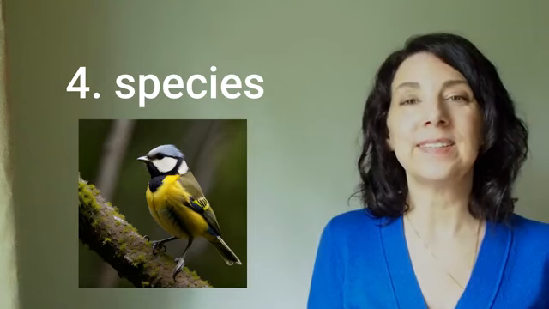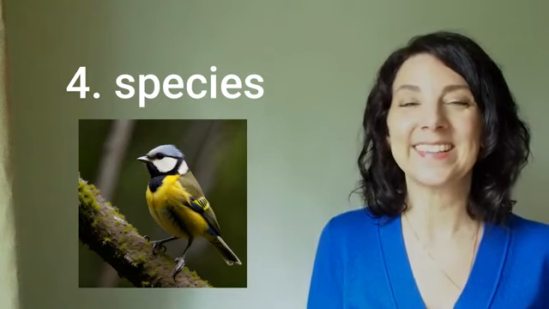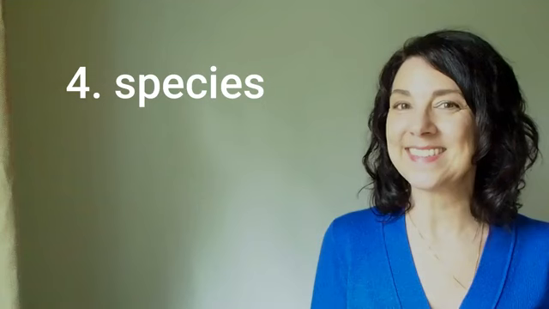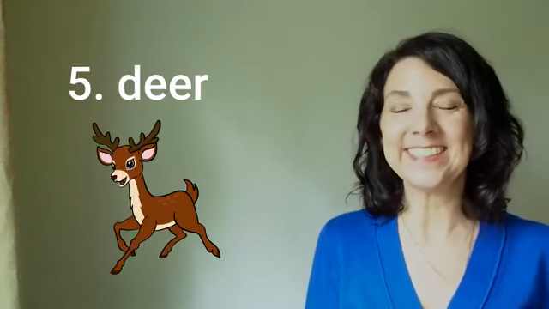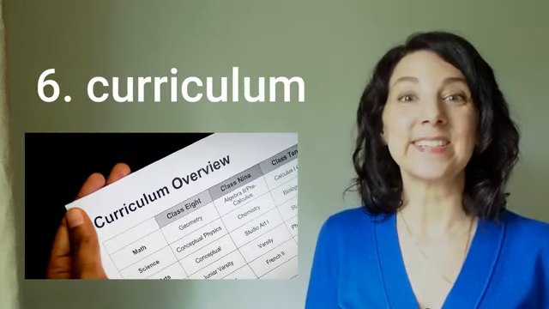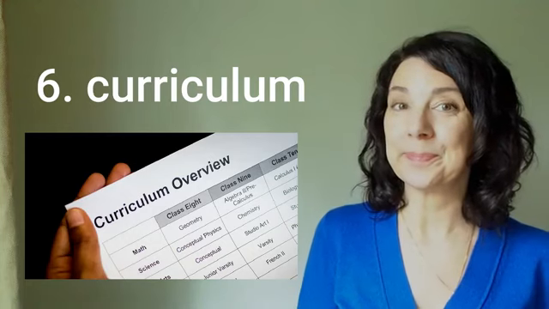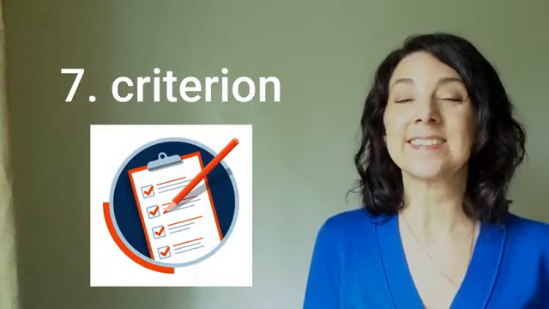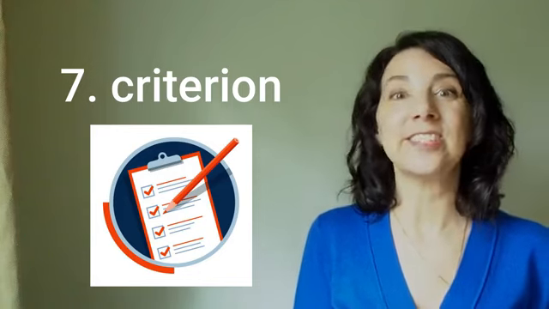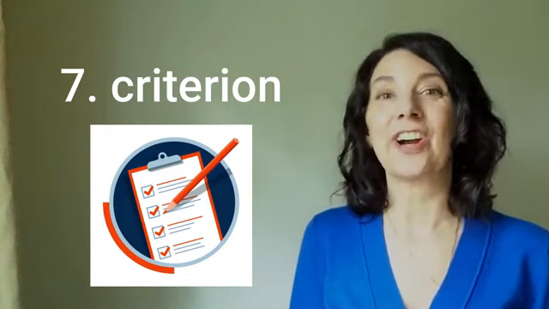Number 4, species. Species. Number 5, deer. Deer. Number 6, curriculum. Curriculum. And number 7, criterion. Criterion.